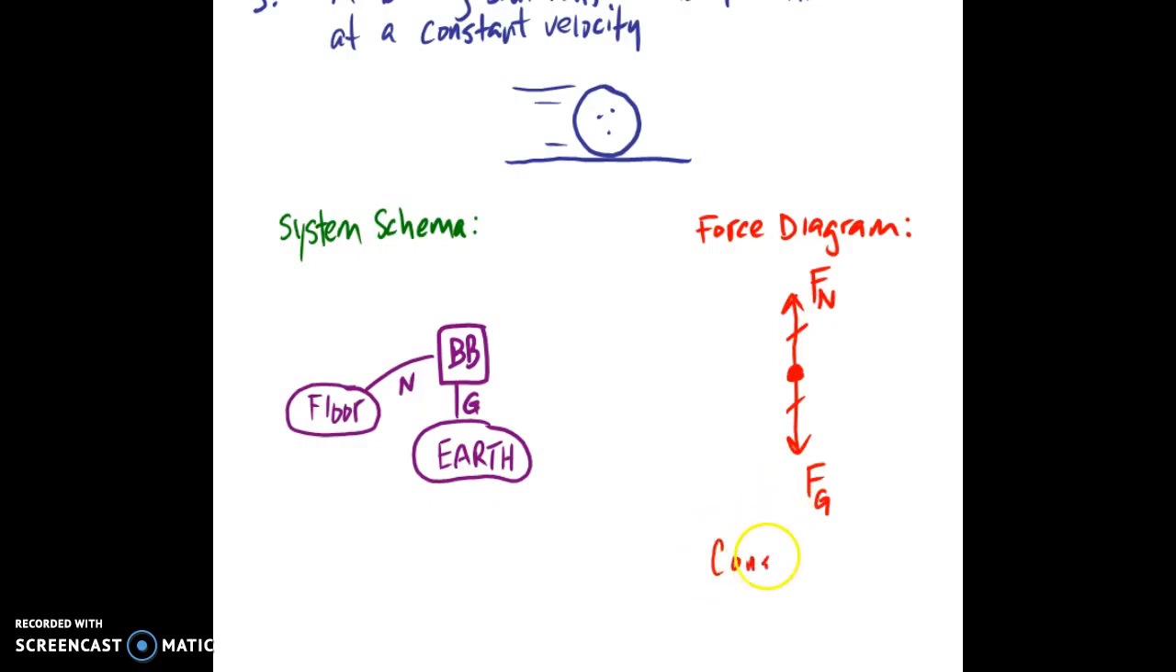So notice that this force diagram looks just like the force diagram as if the ball were at rest. And when it's at rest, it has a constant velocity of 0. So Newton's first law says that objects that are at rest or moving will stay at a constant velocity unless there's some unbalanced force, and there is no unbalanced force in this case, so the ball stays at a constant velocity.